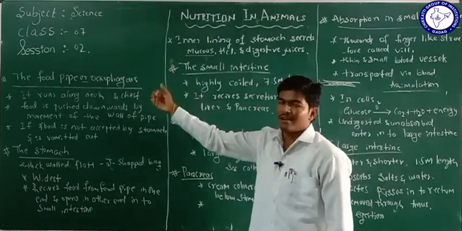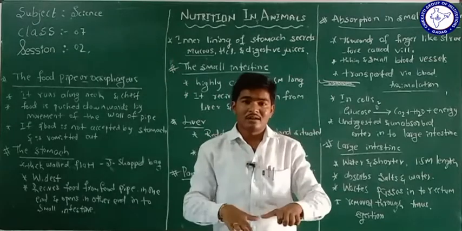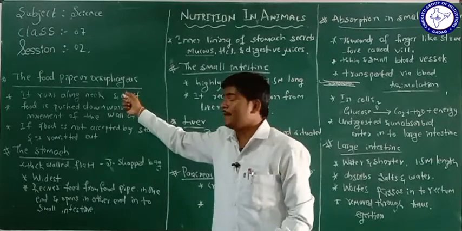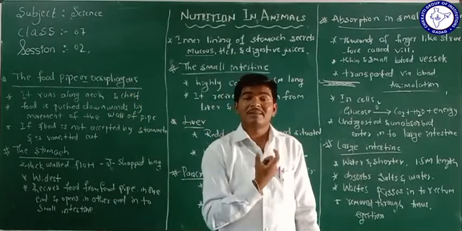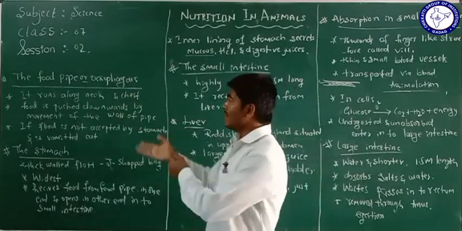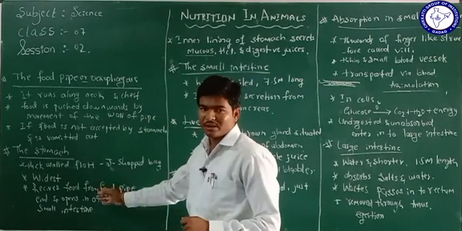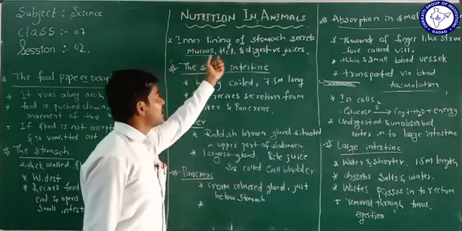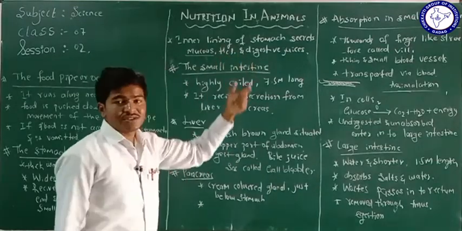In the esophagus, the food will be pushed downwards. Do you understand? The food will be pushed downwards with the help of the walls of the food pipe. And next, the food will enter into the stomach. The stomach secretes some juices called mucus, hydrochloric acid, and digestive juices.